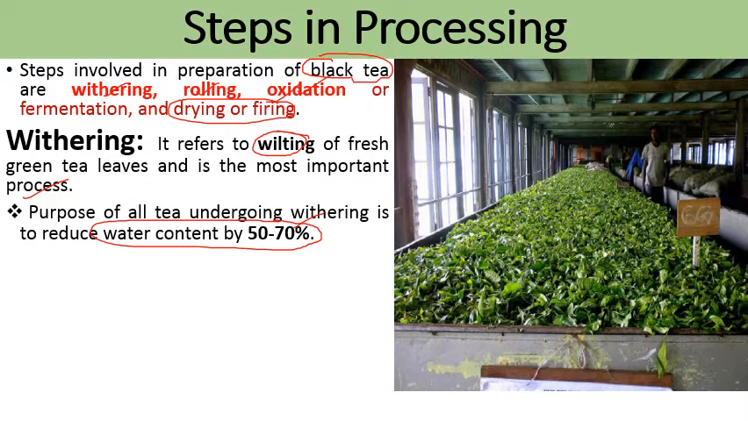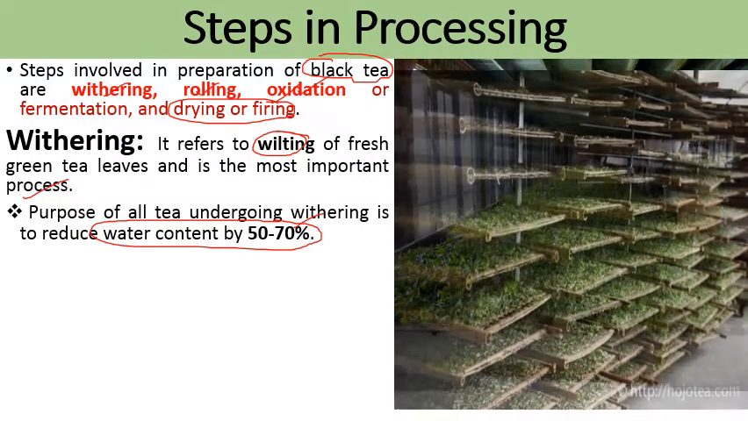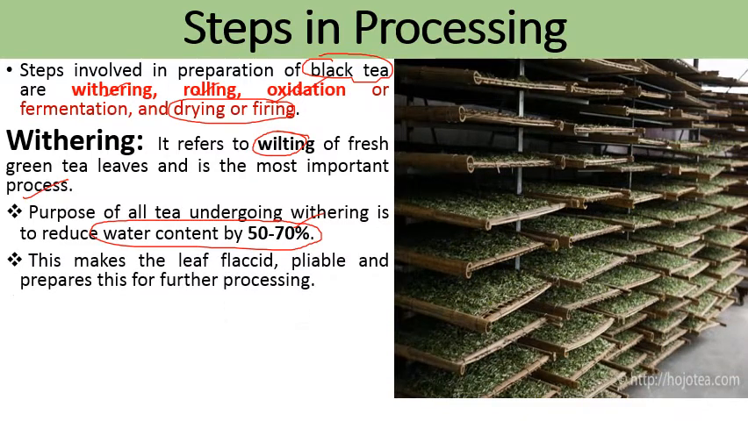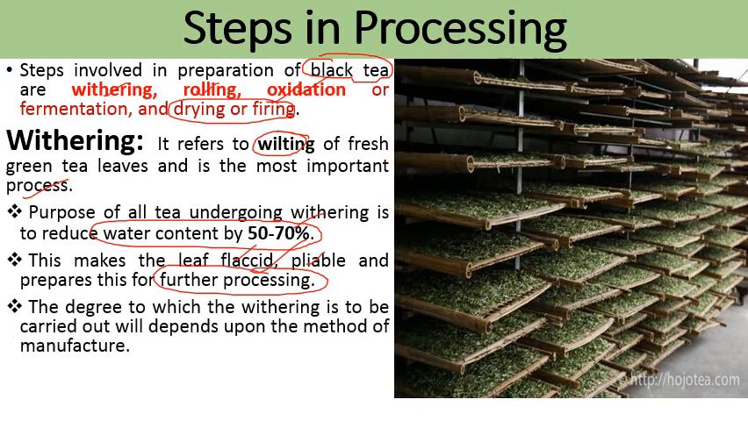We can do this process in open sunlight also. So this makes the leaf flaccid, pliable and prepares this for further processing. So after this step the leaves become flaccid. They can be molded and prepared for the further processing steps. The degree to which withering is to be carried out will depend upon the method of manufacture. So how much withering has to be done depends on the method of manufacture.